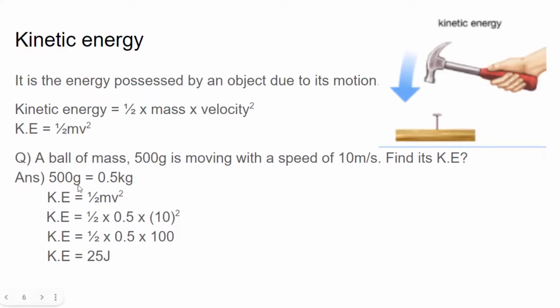Firstly, we convert grams into kilograms because the SI unit of mass is kilograms. Then we input all the values in the formula, and it's half times 0.5 kilograms times 10 squared, which gives us 25 joules worth of kinetic energy.